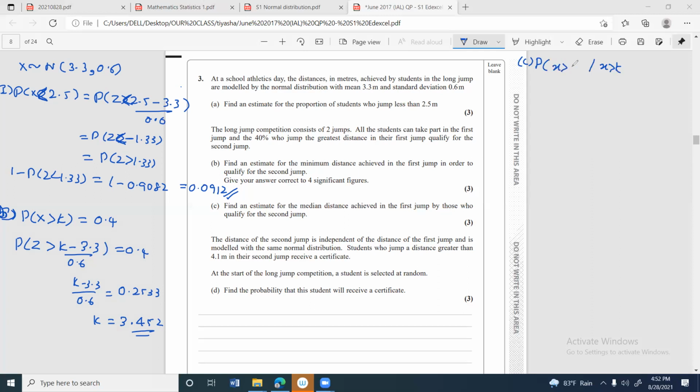I'll just get this value as another figure, like m or something. Then they mention it's a median. If it is a median, what is the probability of having a median? Median should be 0.5. They have given, look at this.